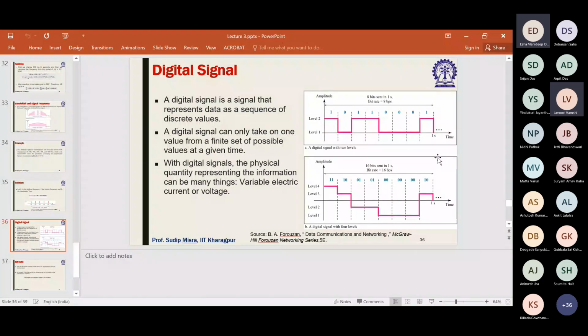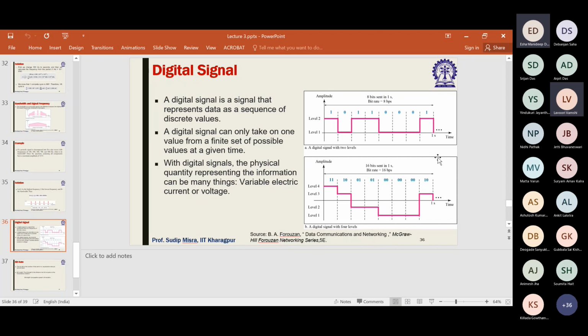But what I would like to tell you is that if you do a rough approximation, the required bandwidth for transmission is N by 2, where N is the bit rate. This is a result, but how this approximation comes about is again only an approximation.